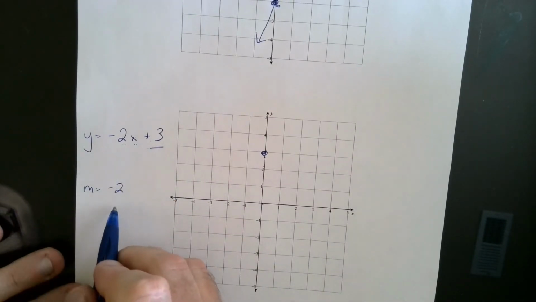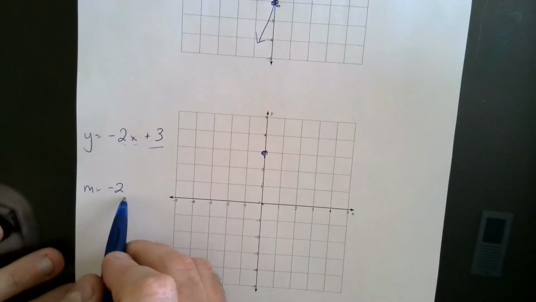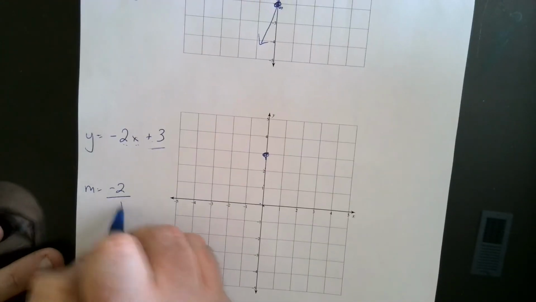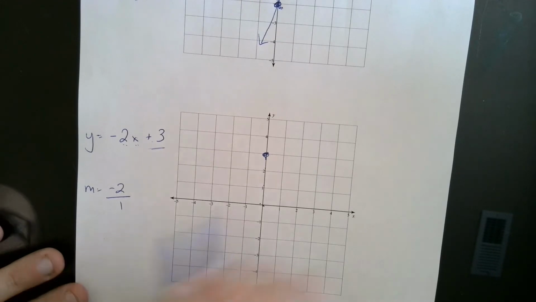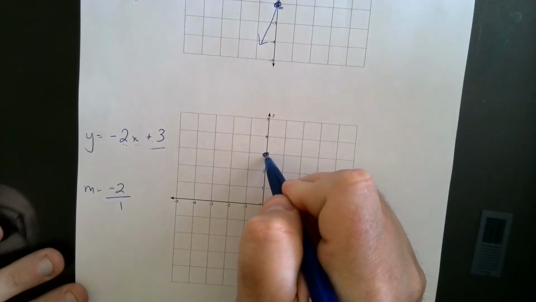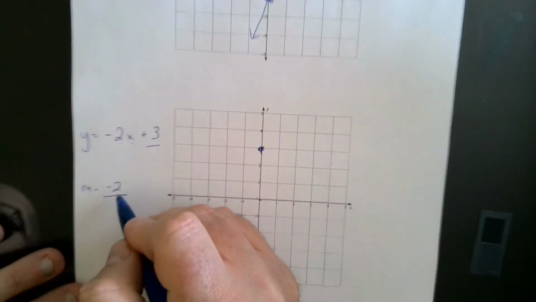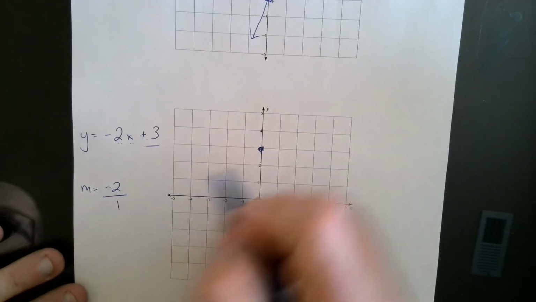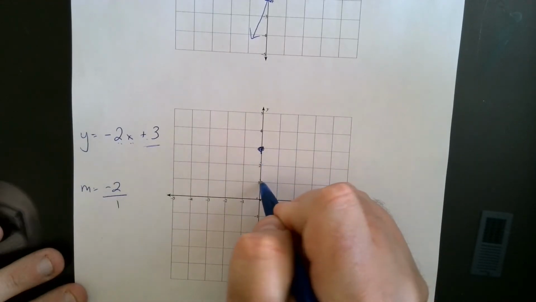But we want it to be a fraction. We have to have a rise and a run. So we need to put that over 1, make it a fraction. Okay? So now, for my beginning point, it tells me to have a movement of down 2, because it's negative. So we're going to go down 2 spots.